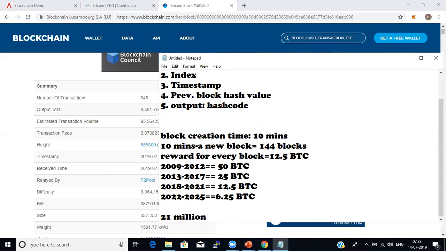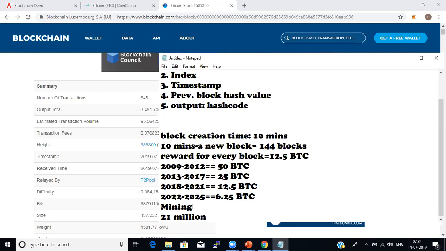So after 21 million, once it reaches 21 million, no more Bitcoins. This process, we'll call it mining. For every 10 minutes, whatever new Bitcoins are coming into the market, this is called mining. This is similar to gold mining and silver mining. The purpose of mining is that we are getting out raw materials, and from there we will get the original stuff.